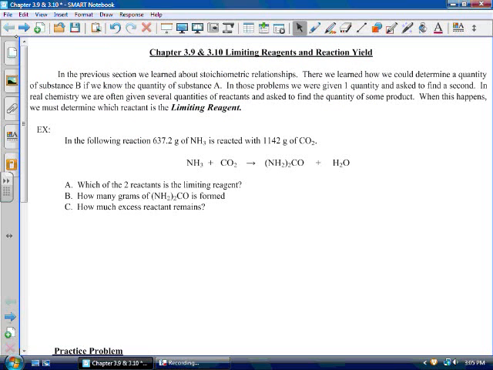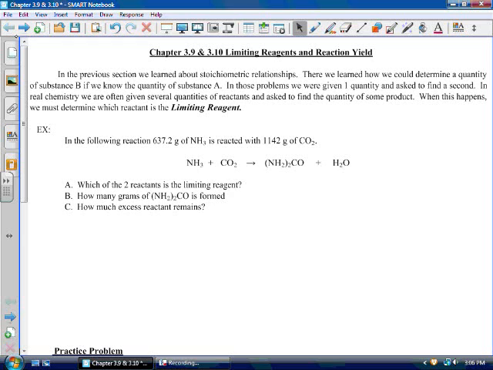In this problem, the first example, we are reacting 637.2 grams of ammonia with 1,142 grams of carbon dioxide in the reaction given. We want to do 3 things. We want to figure out which of those 2 things is the limiting reactant, meaning which one's going to run out first. We also want to figure out how many grams of the NH2CO is going to form. And then we want to figure out whichever thing is the excess, how much of that would be left over. Parts A and B you're basically going to do in the same step.